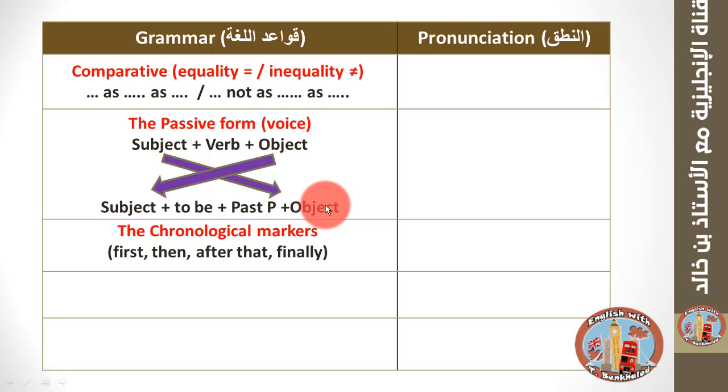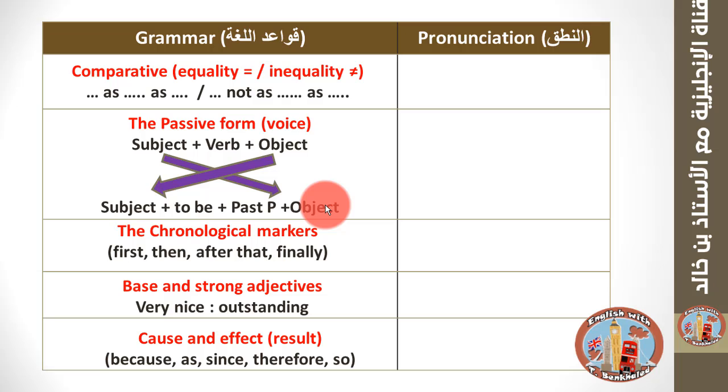The chronological markers: first, then, after that, finally. We use them to describe an itinerary. Base and strong adjectives. We use adjectives to describe, in biographies maybe, but we use them to describe. Cause and effect. Result.